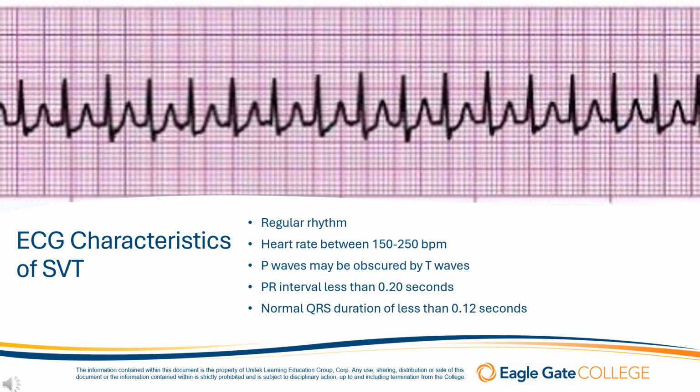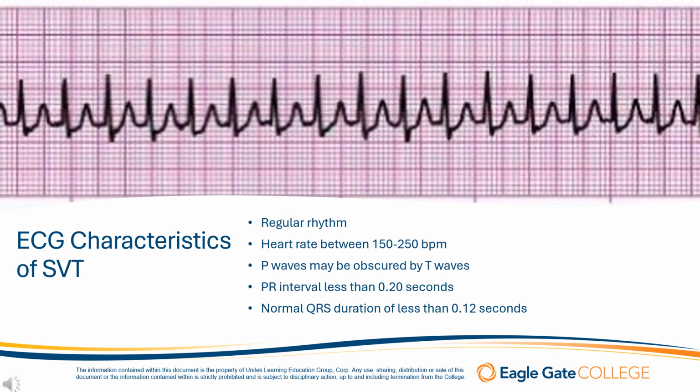SVT presents with a regular rhythm. This means that the time intervals between successive heartbeats are consistent. Unlike atrial fibrillation, which is characterized by an irregular rhythm, SVT maintains a predictable pattern. This regularity helps to differentiate SVT from other types of tachycardias.